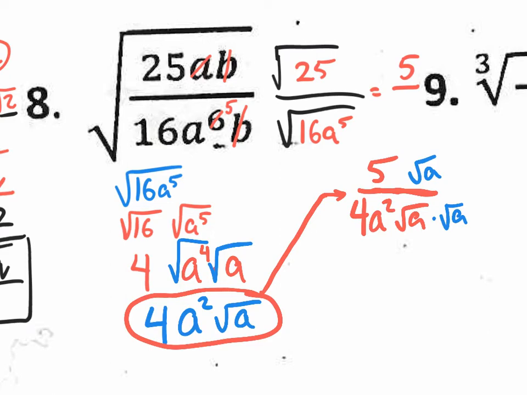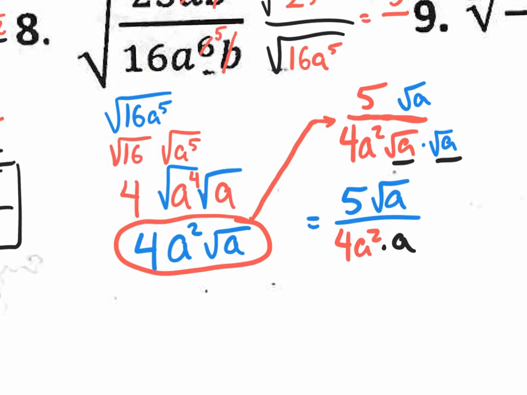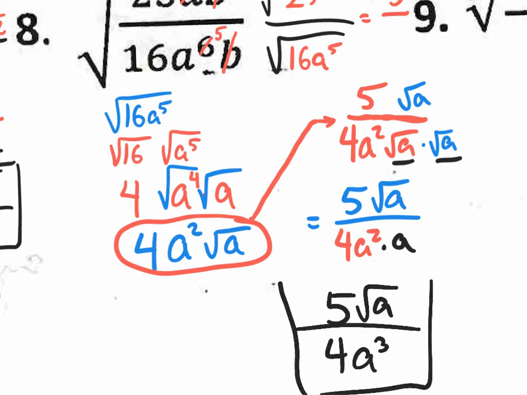So up on top we will have 5 square root of a. On the bottom we will have the 4a squared, but we also have a square root of a times square root of a, which is just another a. So it's going to be a to the 3rd on the bottom. So our final answer will be 5 square root of a over 4 a to the 3rd. Fun stuff. Let's move on to the next one.